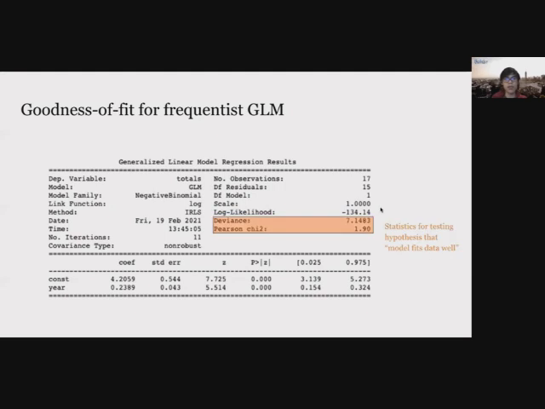How about deviance and Pearson chi-squared? I'm not going to go into the details about how these are defined because it's kind of complex and beyond the scope of this course. All you need to know is that these are statistics for doing hypothesis testing. The hypothesis that we want to test here is whether or not the model fits the data well. You can convert these into p-values to test this hypothesis, but in this course, we're not going to talk about how to do that.